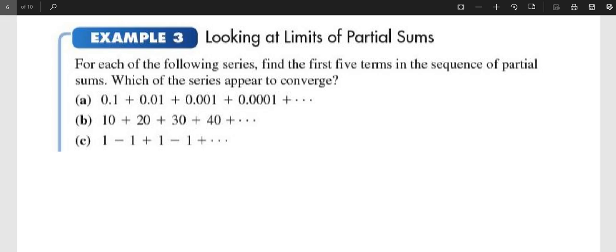For each of the following series, find the first terms in the sequence of partial sums. So in other words, like for instance, you know what, let's make a table for a letter. Let's just, I wonder if I could do this.